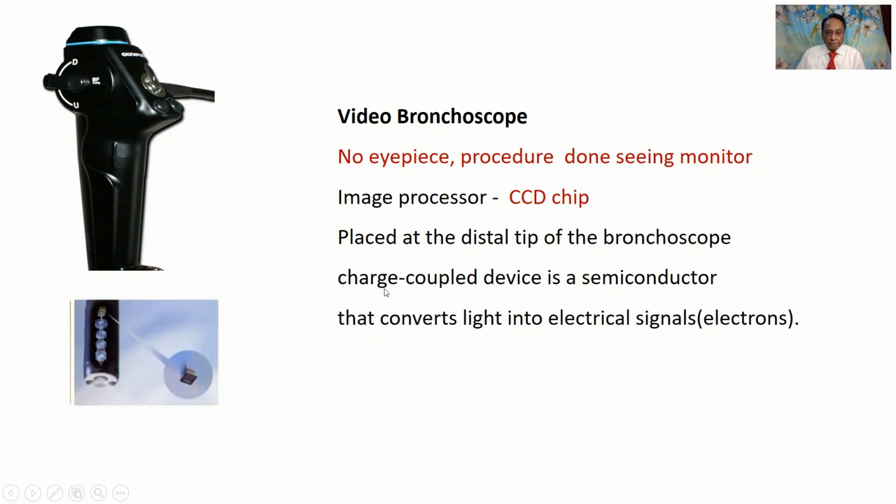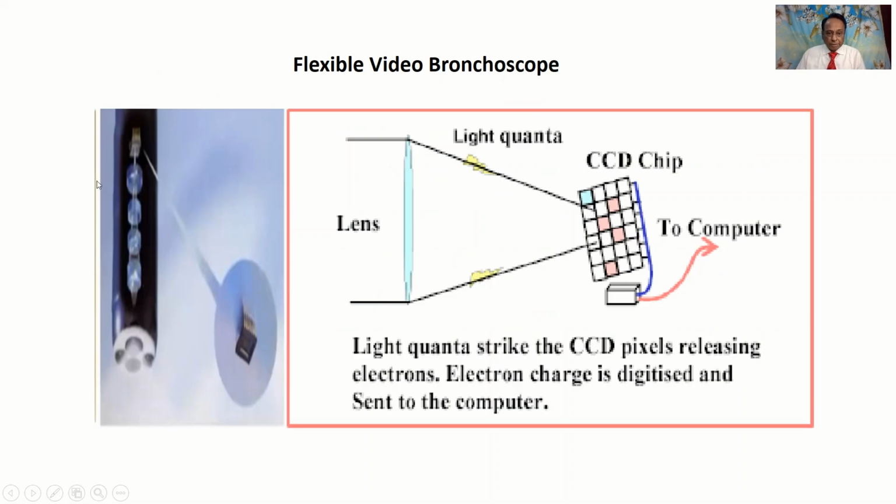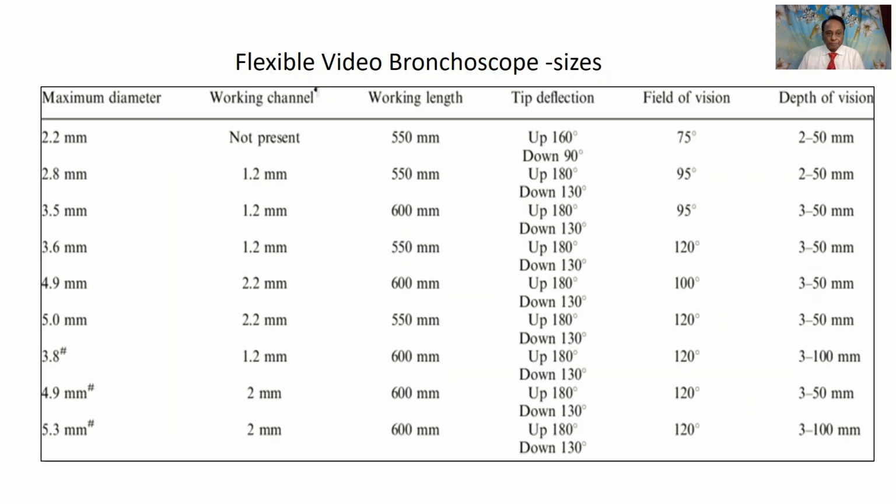CCD chip is otherwise called a charge coupled device, and the principle is something like this. When the light strikes the CCD pixels, it converts into electrons, and those electrons are carried to the computer. Then the computer generates the image. That is the way it works. These CCD chips are placed at the tip of the bronchoscope, which is why initially they were of a very large size. Now, of late, with a lot of advances happening, even similar to the fiber optic bronchoscope, smaller size video bronchoscopes are also available.